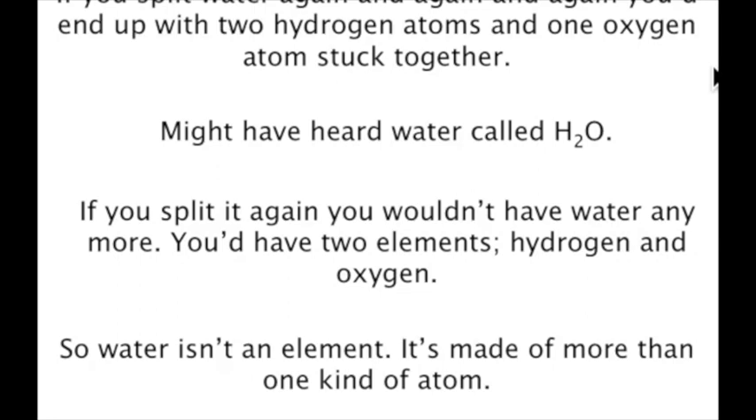So if you split it again, if you split H2O up, you wouldn't have water anymore. You'd have 2 elements. You'd have hydrogen and oxygen. So water isn't an element.